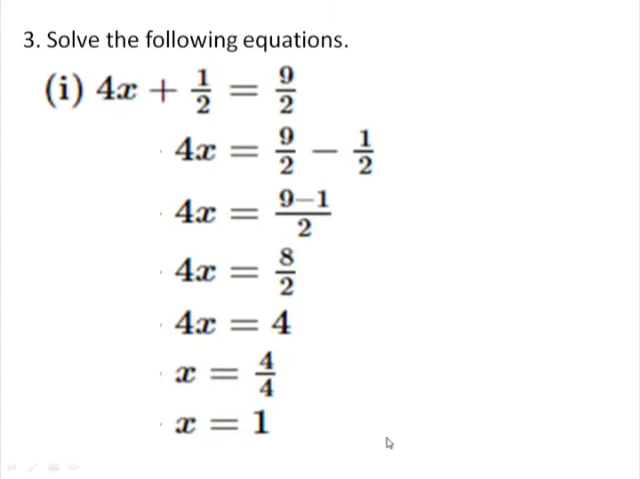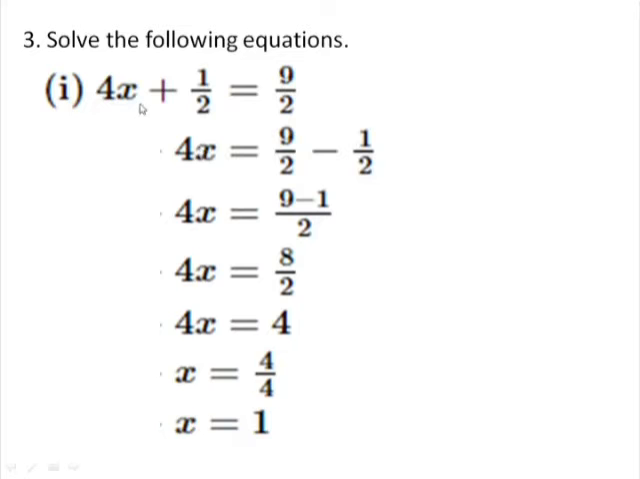Now question number 3, solve the following equations. Here the first one is 4x plus 1 upon 2 is equal to 9 upon 2. Now solve the equation, it means we have to find the value of the variable. Here for solving the equation, we will bring all the numericals or all the constants that are on the side of the variable to the other side of the equation. Here 1 upon 2 is on the left hand side, we will bring it to the right hand side. As it is in addition, it will come in subtraction on the right hand side.